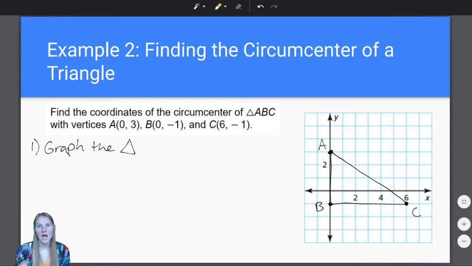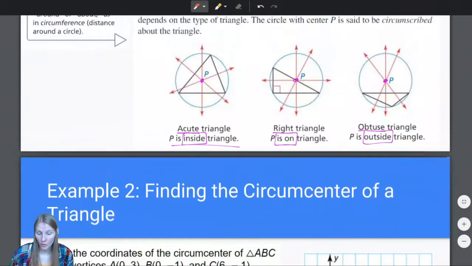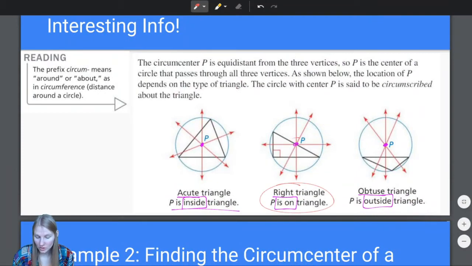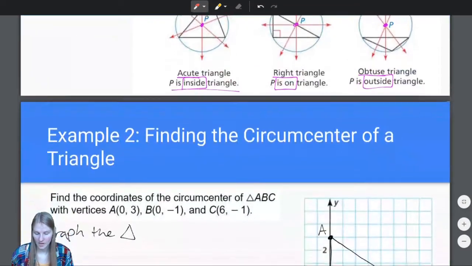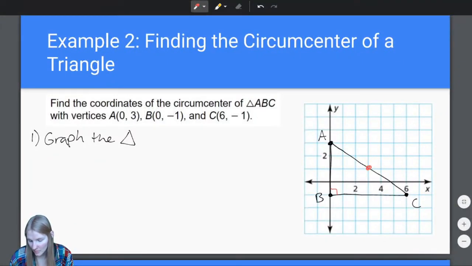What kind of triangle is this? It's a right triangle. I know, because vertical and horizontal lines are perpendicular. So this is a right triangle, which means that our circumcenter is going to be on the hypotenuse. I know that my circumcenter is going to be somewhere on this edge, wherever looks like the middle. Somewhere on the hypotenuse, that is where my circumcenter will be. But I can't just guess. I can't just say, oh, I think it's here or something.